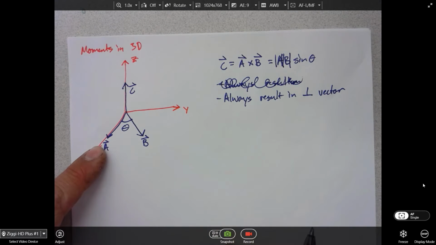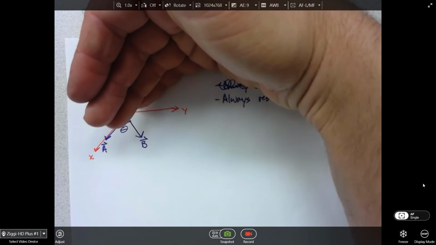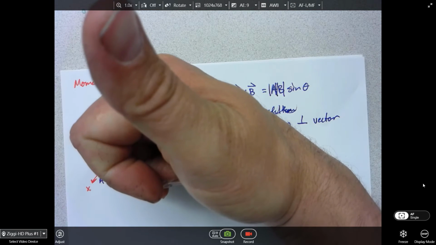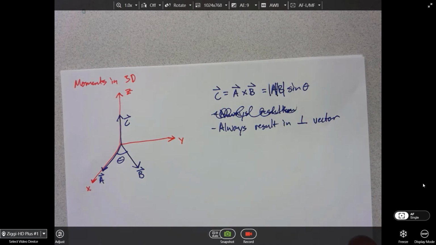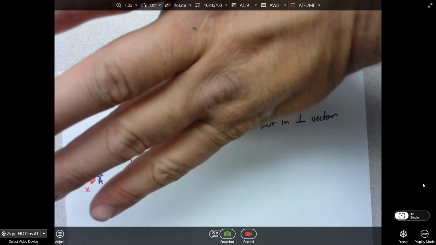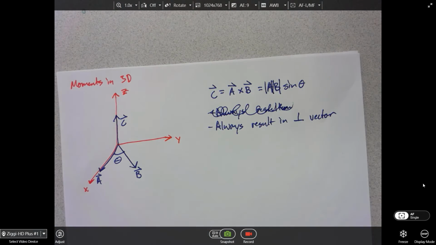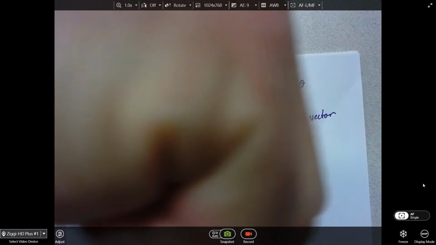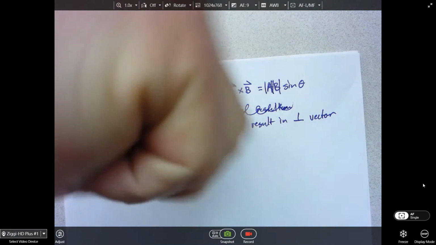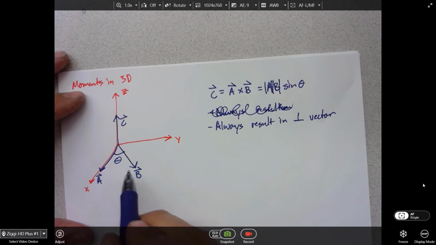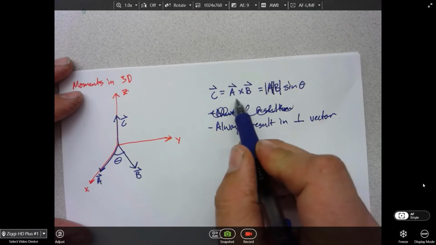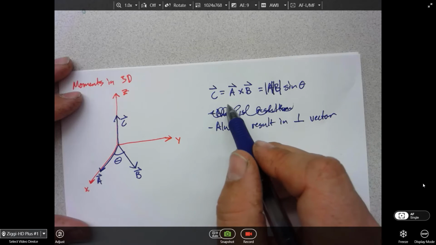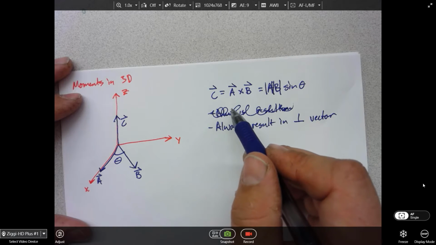If I did A cross B, I point my fingers in the direction of A, and then I curl towards B, and I end up with my thumb sticking straight up. If I took B and crossed it with A, I take the fingers of my right hand and curl them in the direction of A, and my thumb is sticking into the page. So it does matter, the order matters. A cross B is different than B cross A. In fact, they're equal and opposite.